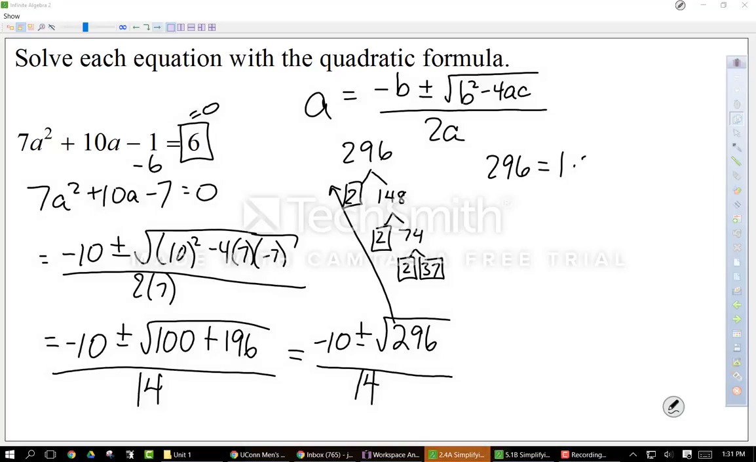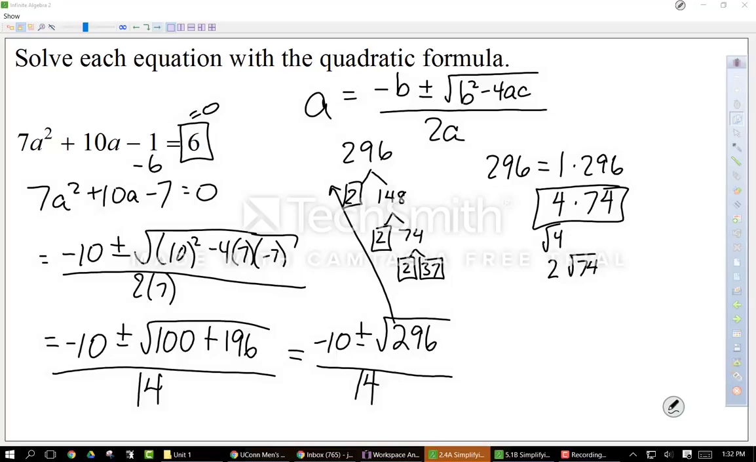If you were in honors, in order to break down the 296, I have to find perfect squares. 1 times 296, 4 times 74, no 9, no 16, no 25, no 36, 49, 64, 81, 100, 121, 144. None of that. So the biggest one is here. So the square root of 4 is 2, square root of 74.